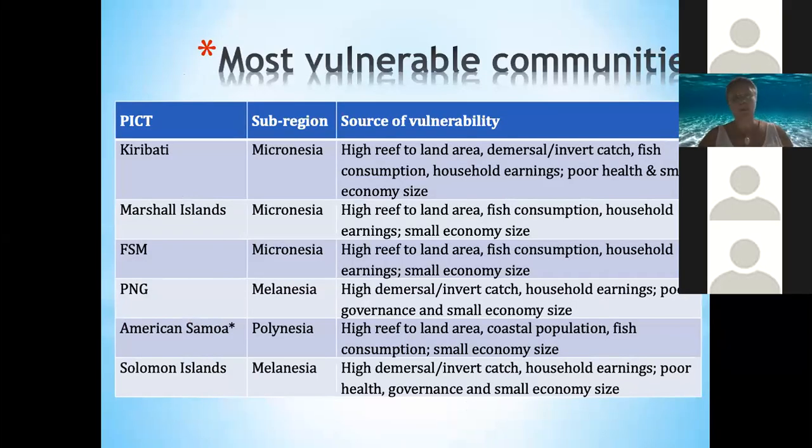So the most vulnerable communities across the 22 nations to ocean acidification are listed there. This is the top 5, sorry, 6. And you can see again, quite a lot of Micronesian countries. And again, it's because of these high reef areas. They're often atoll nations. They're very dependent on reef fish for their food and their protein source. It's their primary protein source. Next slide, please.